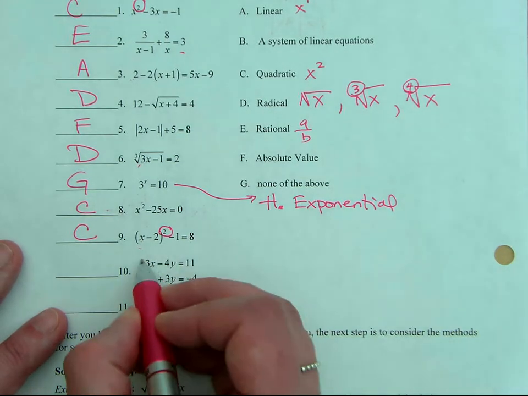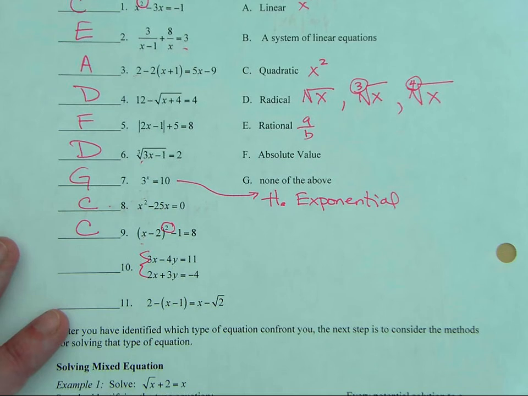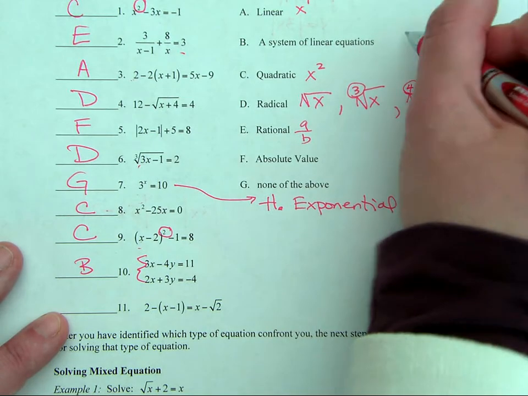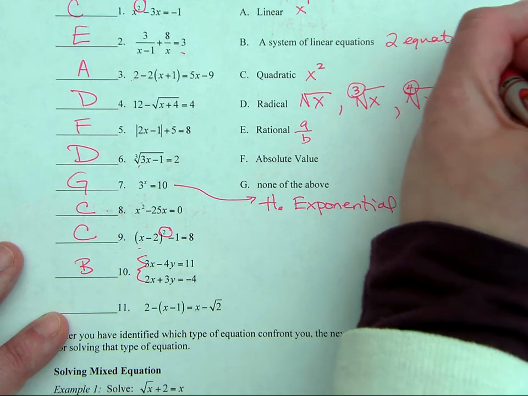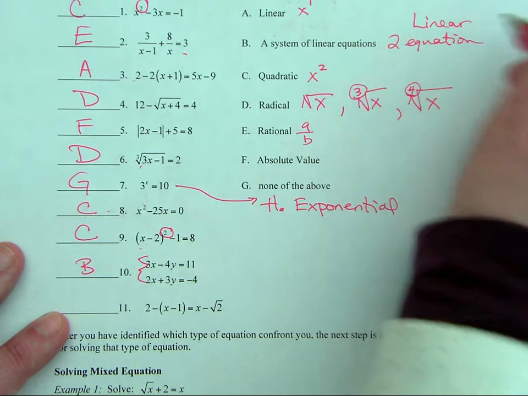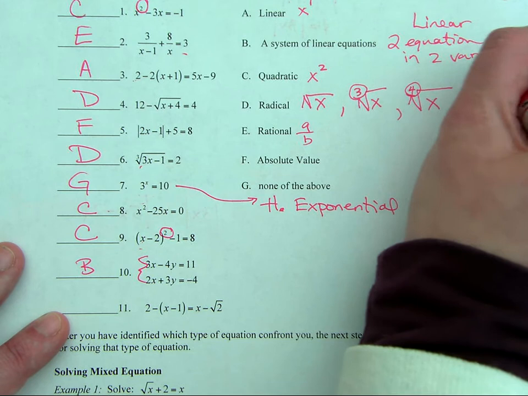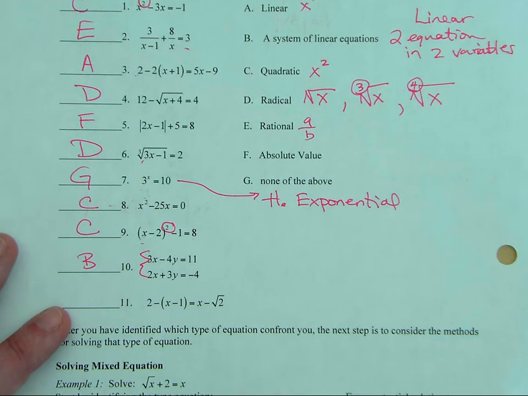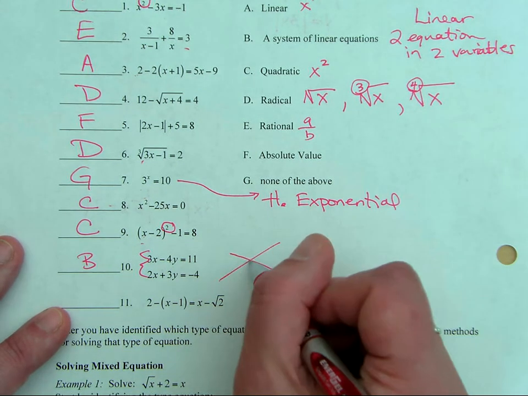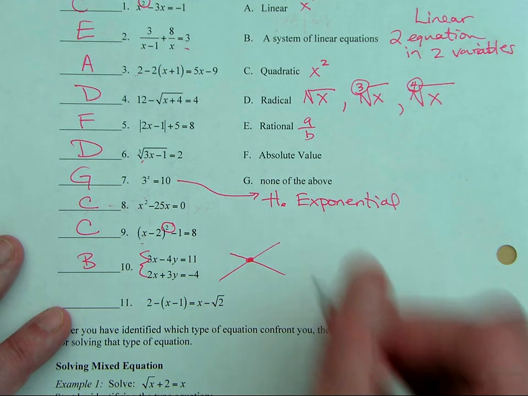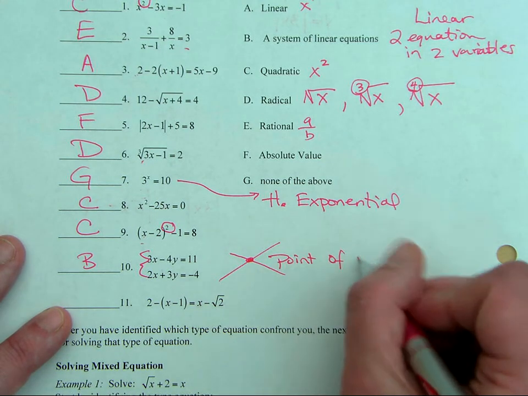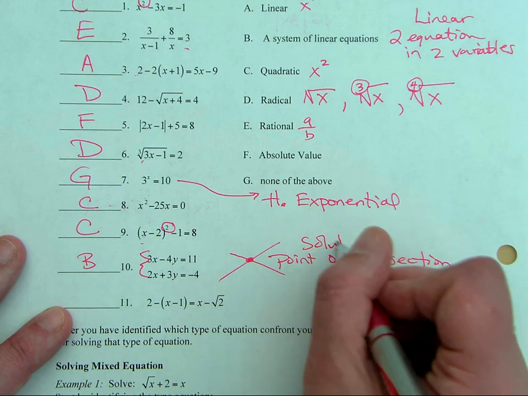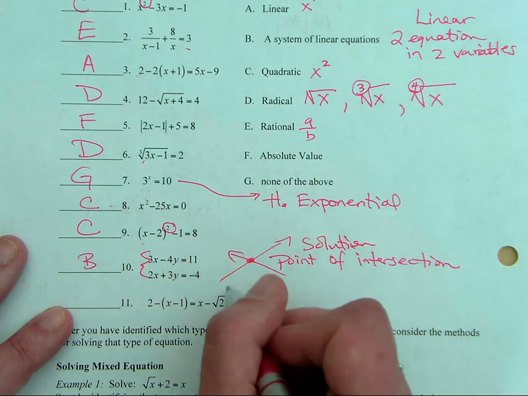What about this one? This is actually 2 equations, and yes, this is a system of linear equations B. A system of linear equations has 2 equations, 2 actually linear equations, in 2 variables. And the variables, okay, the variables are x and y. So that would graph 2 lines, and our system of equations would be the point of intersection. Point of intersection is the solution. Okay, the solution is the point of intersection of the 2 lines.